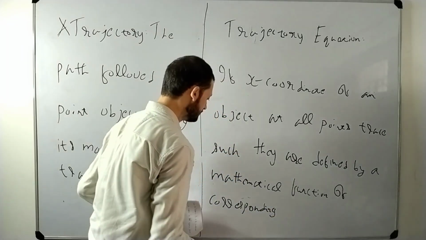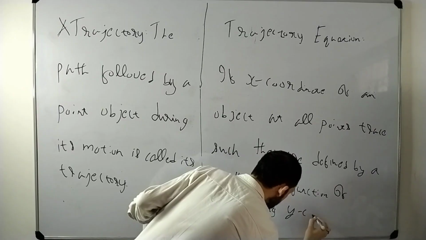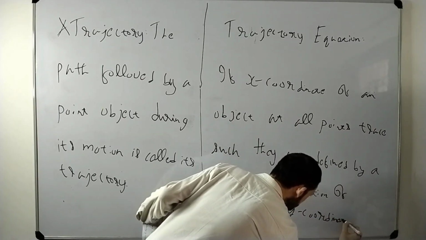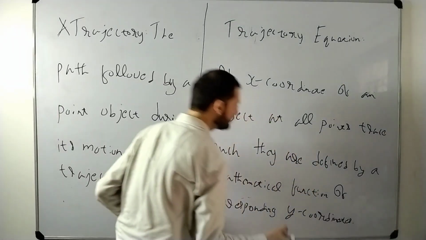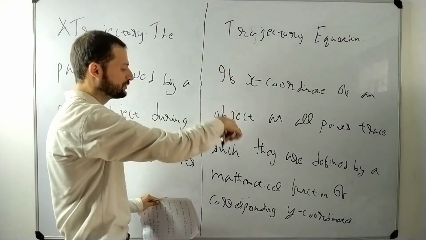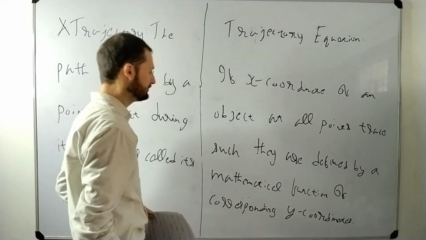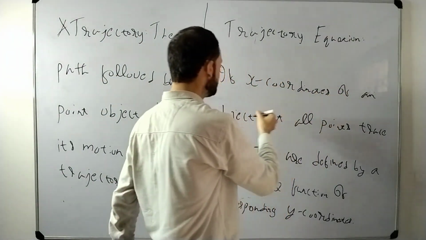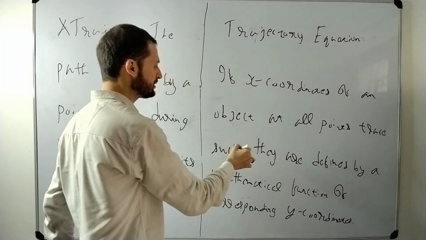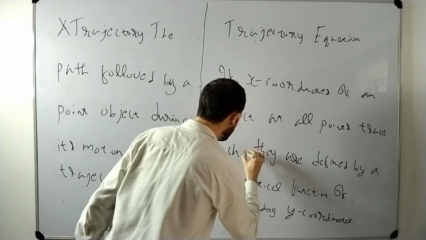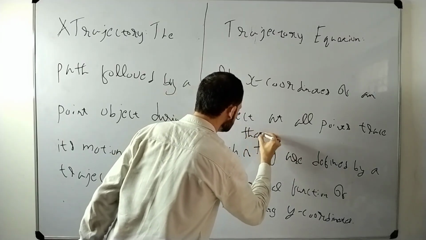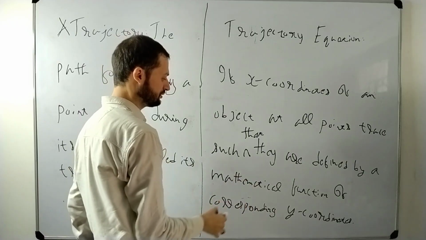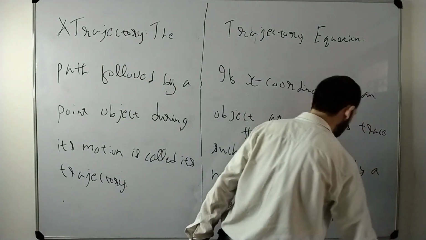So even the board is y coordinates. So it is also due to the physics. If the x coordinates of an object at all points trace such that they are defined by a mathematical function, let me explain this to you by an example.